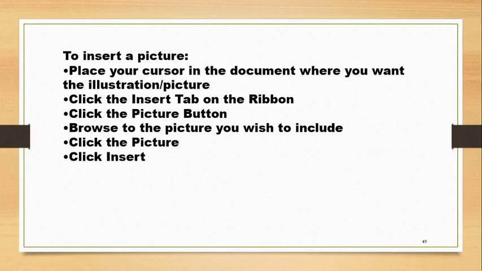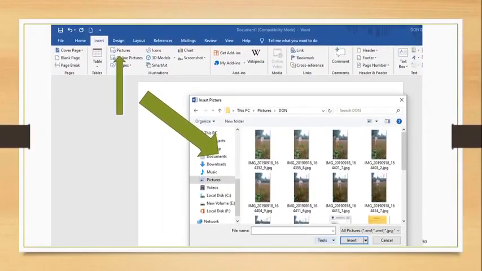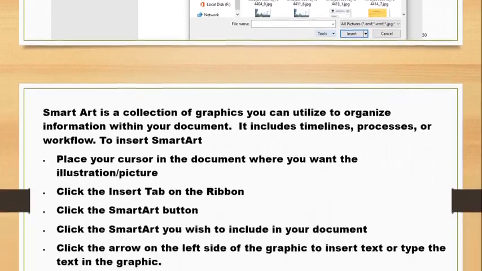Then to insert a picture, place your cursor in the document where you want to illustrate or insert a picture. Click the Insert tab on the ribbon. Click the Picture button. Browse to the picture you wish to include. Click the picture, then click Insert. I have demonstrated using Office 2019 how to do that. You just go to Insert, then click on Picture, then Browse. That is Insert Picture. Just click on the picture you want, then click on Insert. That's how you insert a picture.